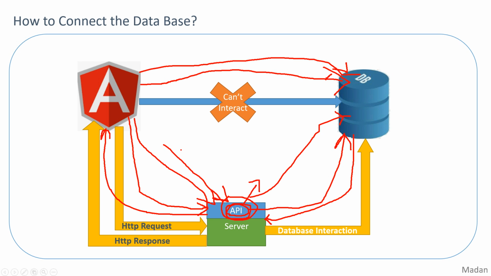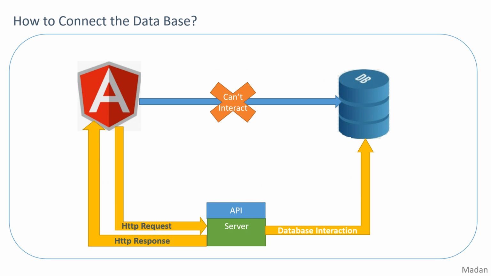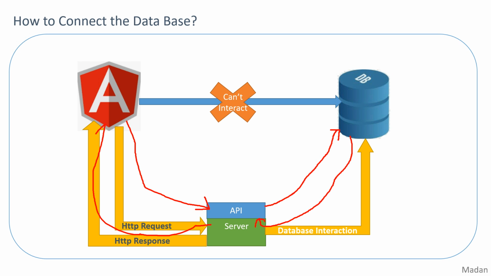Again, Angular needs to communicate with the API for fetching the records. The API then contacts the DB, the DB gives the response to the API, and the API communicates it back to Angular. This is the normal behavior of request and response.